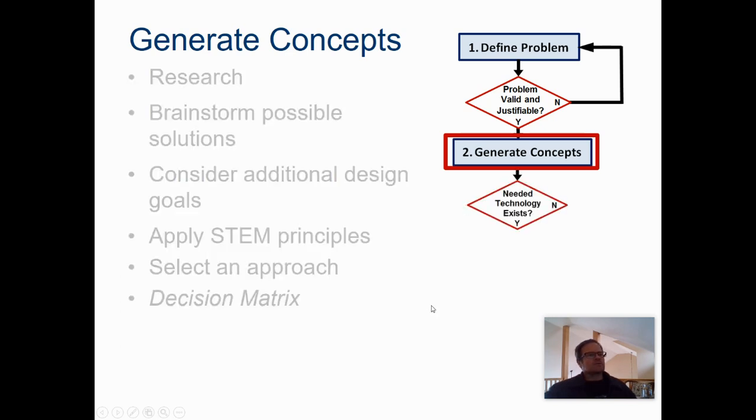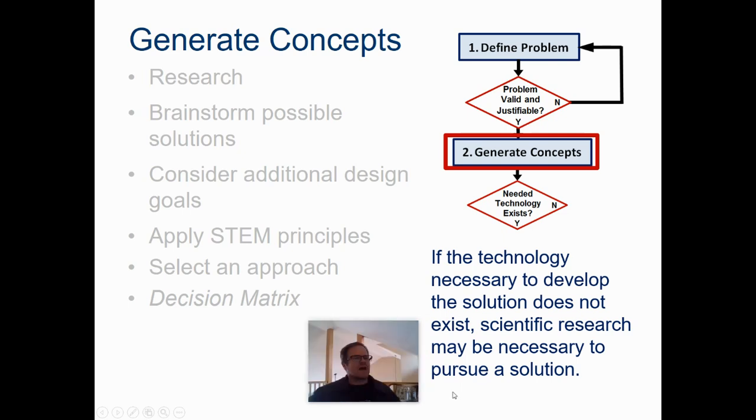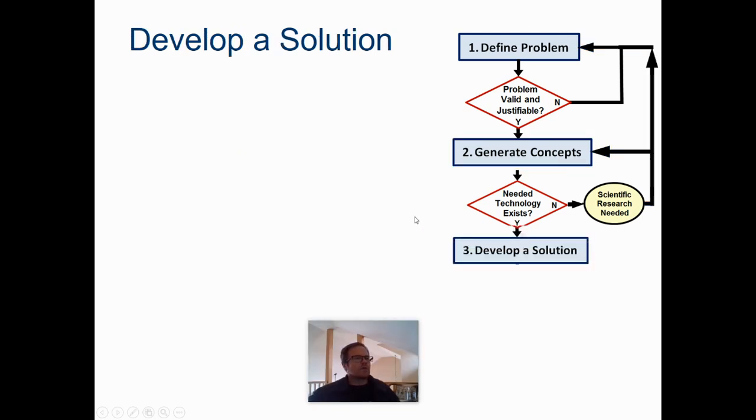So then the question's asked, does the needed technology exist? The technology I need to make this thing, does it exist? And if no, if the technology necessary to develop the solution does not exist, scientific research may be necessary to pursue a solution. So what has to happen? You go back, do more research. Maybe you go back and look at the concepts you already generated. Maybe they go back all the way and have to redefine the problem. Maybe the problem wasn't what you thought it was.